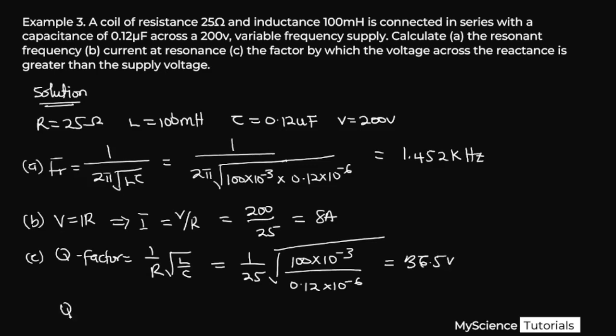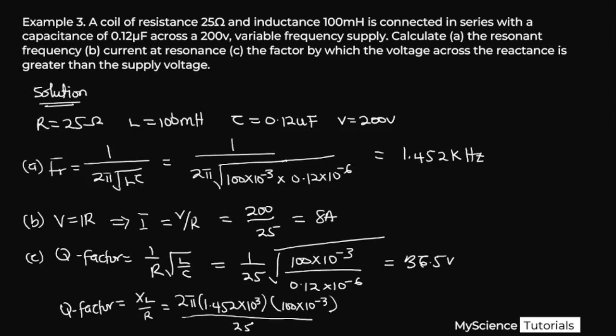Or we can use Q factor equal to XL on R, that is equal to 2 pi multiplied by the resonant frequency, 1.452 times 10 raised to the power 3. So 2 pi FL, okay, XL is 2 pi FL. Our L is 100 times 10 raised to the power minus 3, all on our resistance, which is 25. If we compute this into the calculator, we are going to get our answer to be 36.493, which is approximately equal to 36.5.